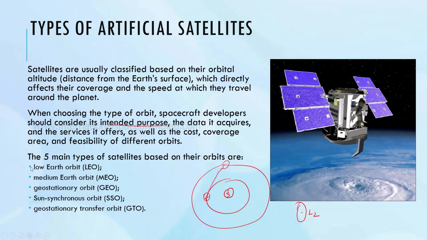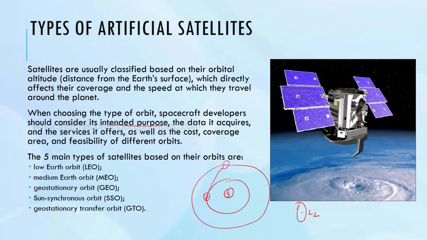orbits. In the first case, one is called the low Earth orbit. The second one, medium Earth orbit. The third one, geostationary orbit. Then the fourth one, sun synchronous orbit. So these are all the main orbits, the first four of them. Then the last one is something called a geostationary transfer orbit, or GTO.